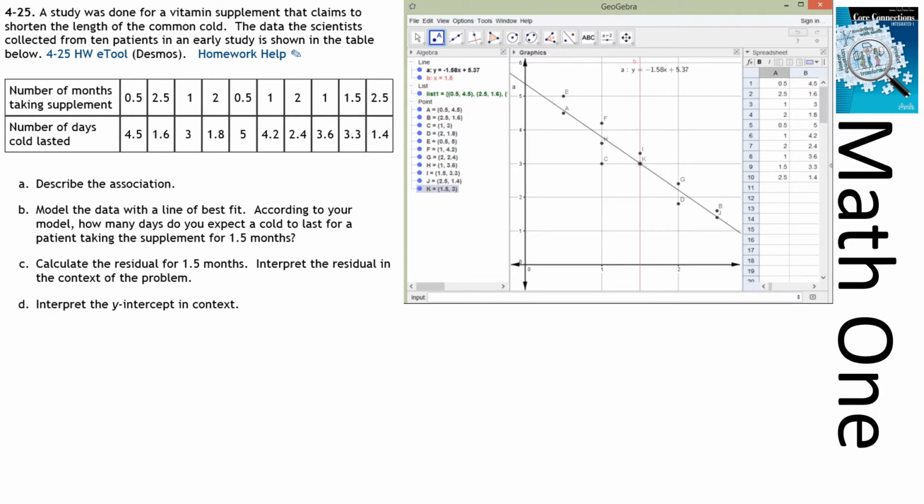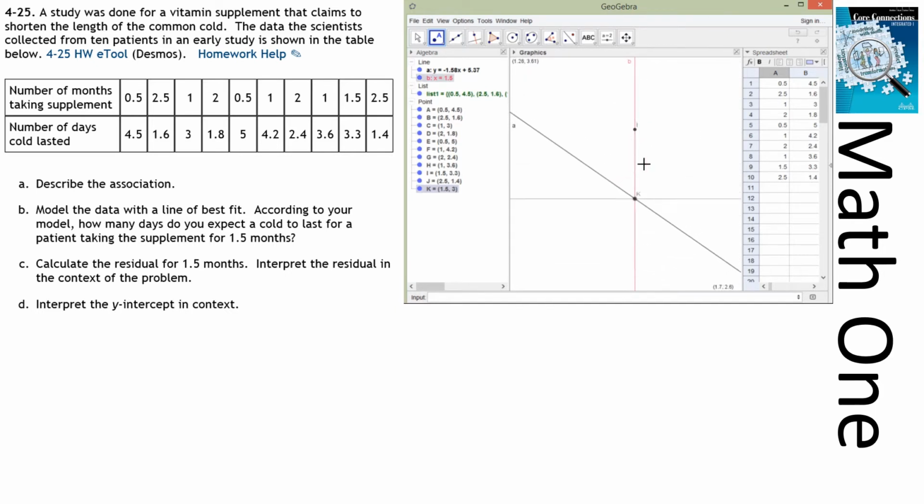For C, it says calculate the residual for 1.5 months. Interpret the residual in context of this problem. So the residual for 1.5 months, if you look at it, I've got this one data point right here, and you can see what's happening. This is the value that was recorded in my data table. In fact, you can see it right here. At 1.5 months, this person reported that their cold lasted for 3.3 days, which is 3 days and about 8 hours, since a third of a day is 8 hours.